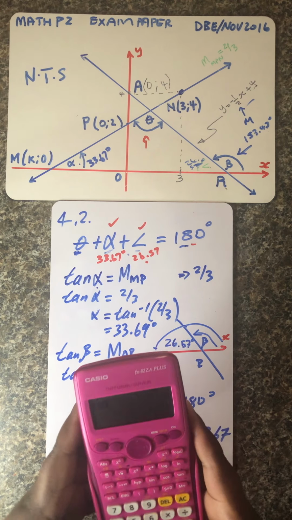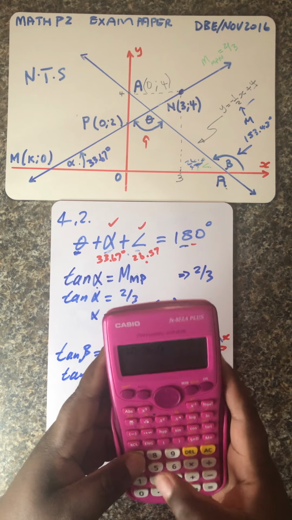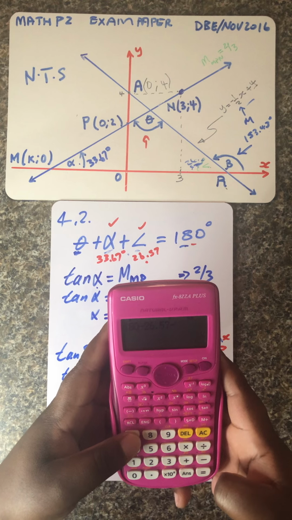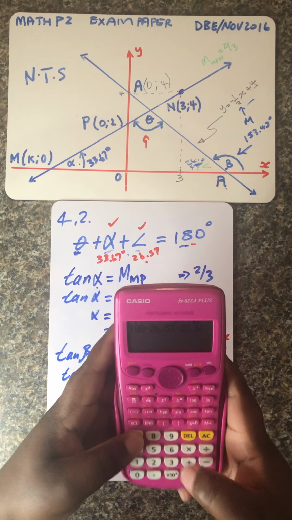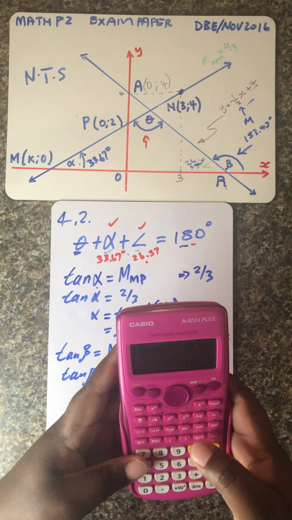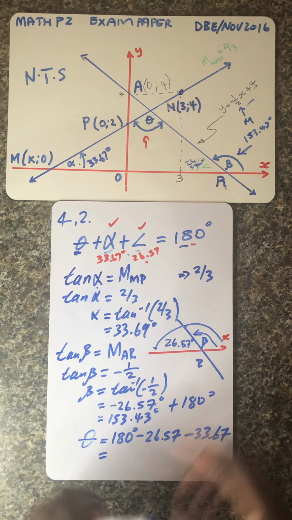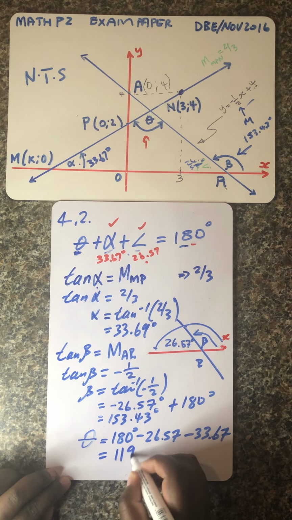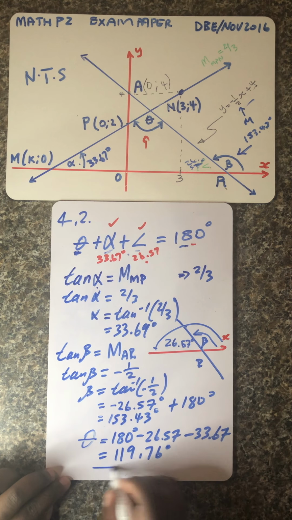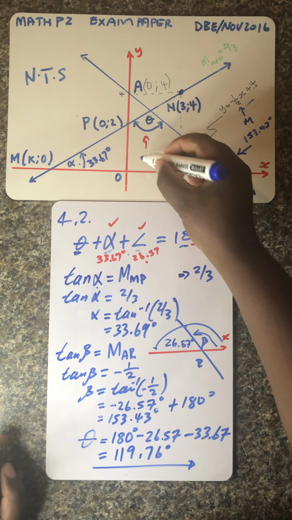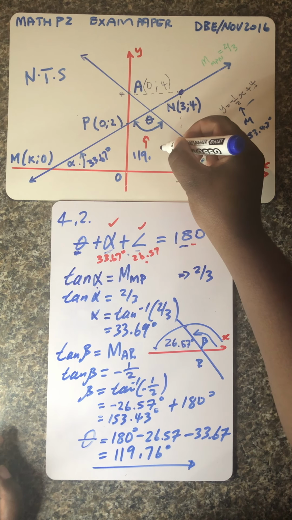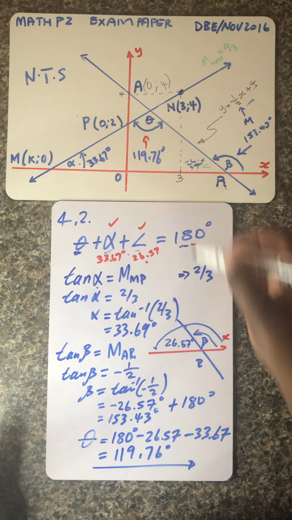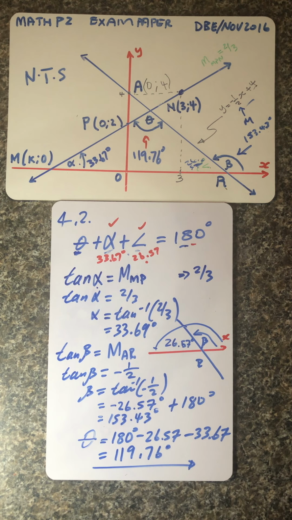So just pull out your calculator. 180 minus 26.57 minus 33.67 is equal to 119.76 degrees. So guys, that means that angle is 119.76 degrees.